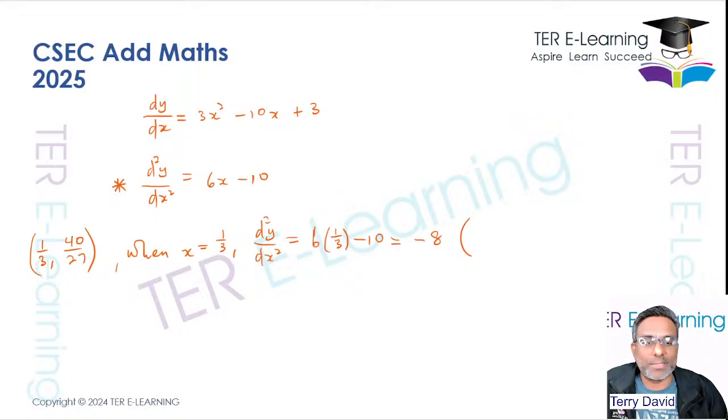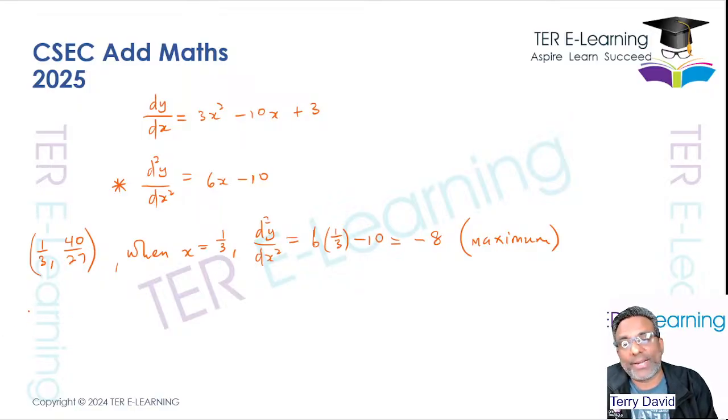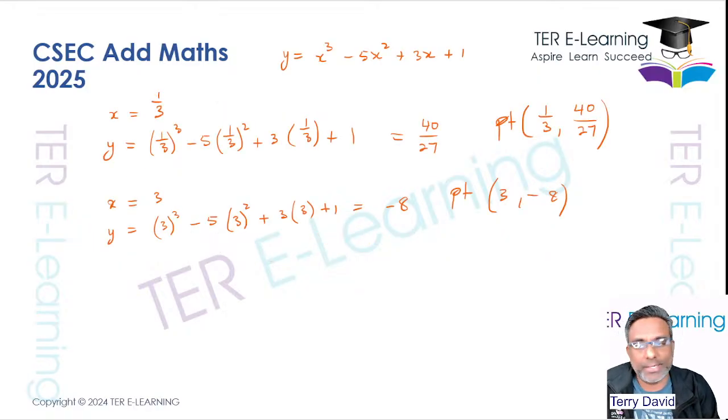Right, people say maximum. Yeah, it is going to be a maximum. When it's negative, it's going to be a maximum. So you have to find your second derivative, and in this case it is negative. So now we need to check the other point. The other point was (3, minus 8), I think it was. Yeah, (3, minus 8).